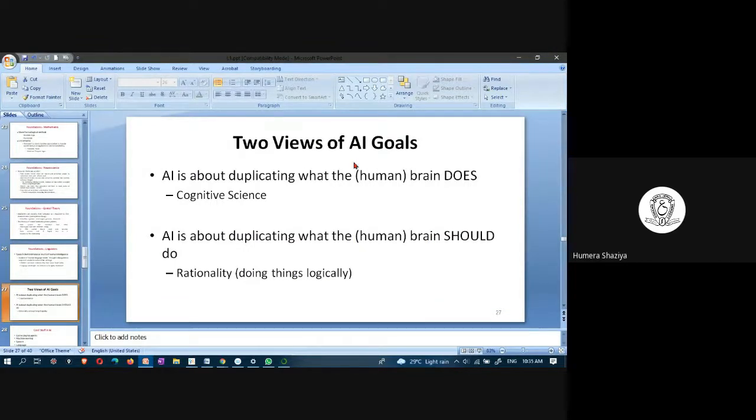There are two views of AI goals. AI is about duplicating what the human brain does, which is cognitive science. AI is also about duplicating what the human brain should do, which is rationality. Rationality is about doing the right things logically. AI is concerned with this as well as with how the human brain does things. That is cognitive science.